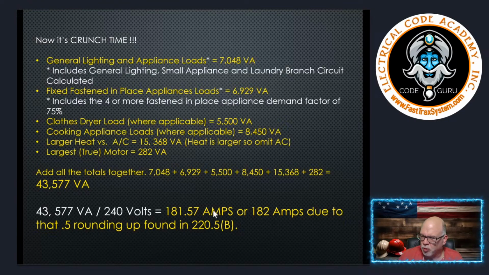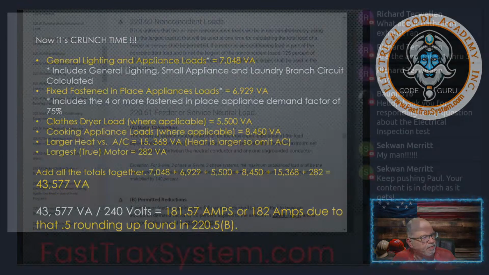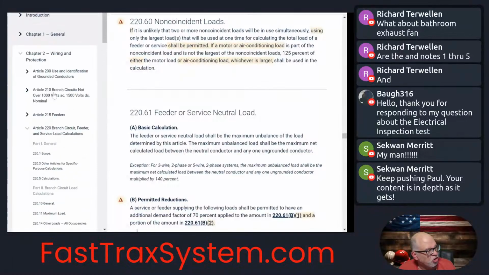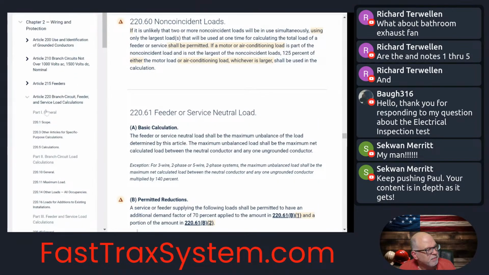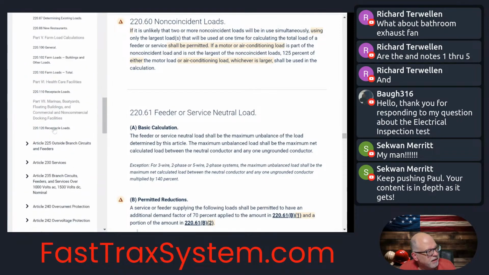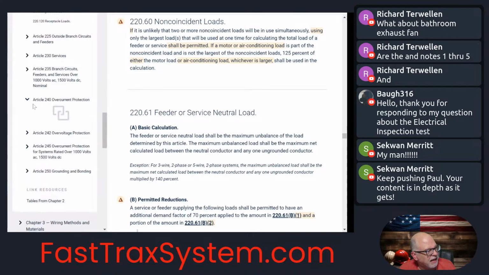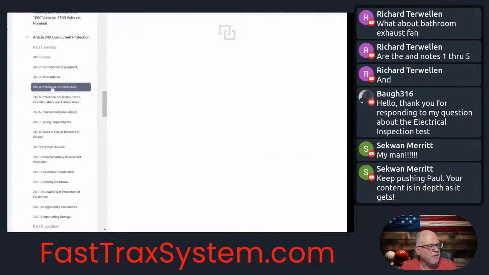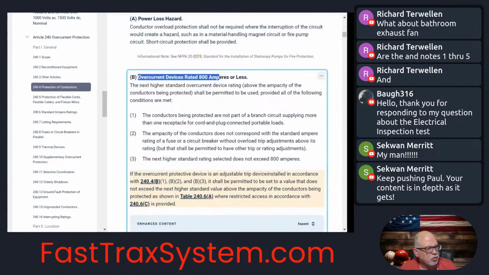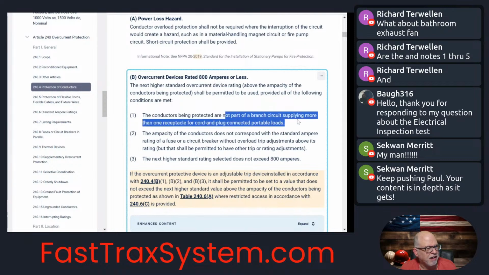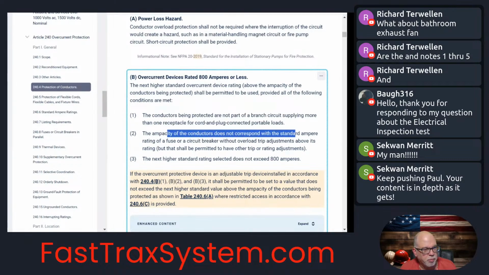So before we even see the answer, let's go to the NEC, and I'll show you where it says that. Bear with me. I'm visually challenged, folks, so I'm half blind anyway. So 240.4, just where you see (B). We know it's not over 800 amps, and we're not dealing with a branch circuit, and it doesn't correspond to a standard size breaker, because there isn't one at 182. And the next standard size does not exceed 800, then we're allowed to go to the next standard size.